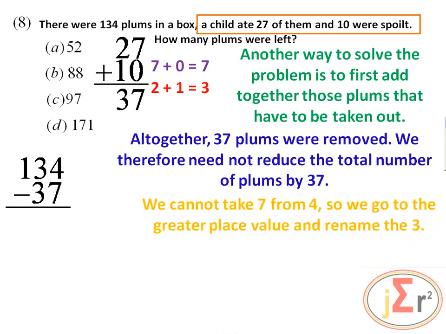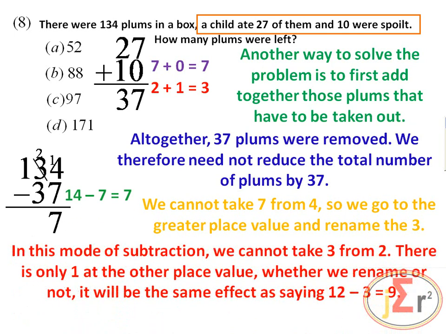And we will begin with, we intend to say 4 minus 7. So we go to the greater place value and rename the 3, or the place value of greater significance, like we did before. And we have 14 again. 14 subtract 7, we will get 7.